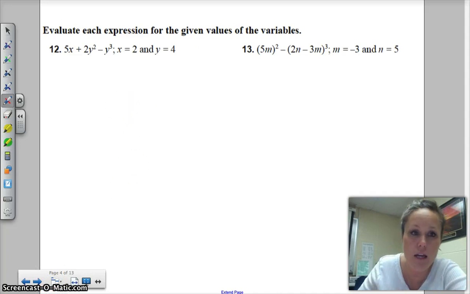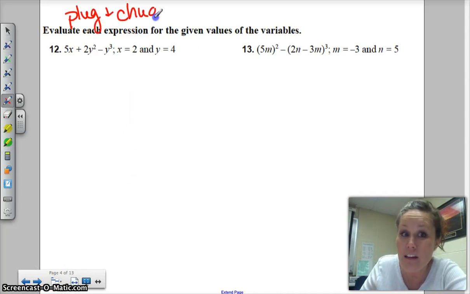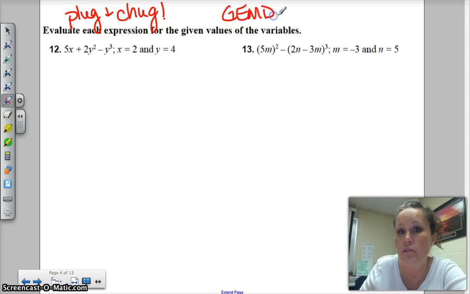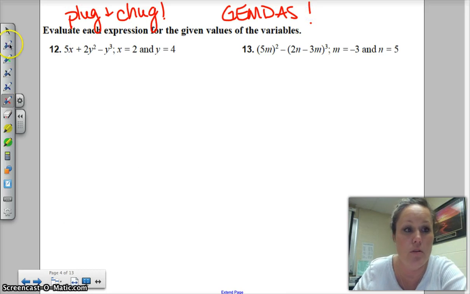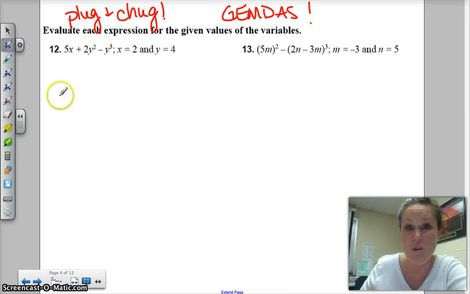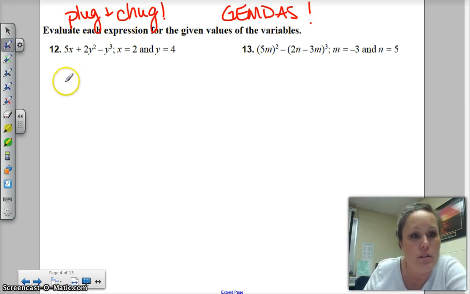Okay. Evaluate each expression for the given values of the variables. We're going to plug and chug and follow GEMDAS. You still have to follow order of operations. Some of you today were wanting to make up your own order of operations. It doesn't work. Okay, so let's do this one.